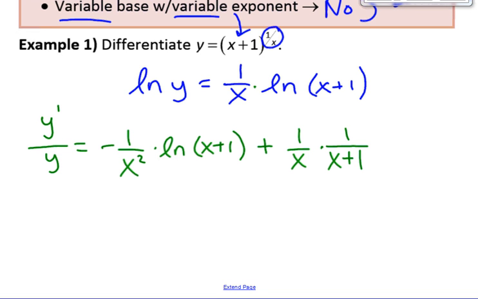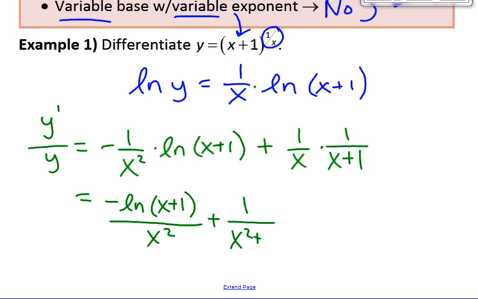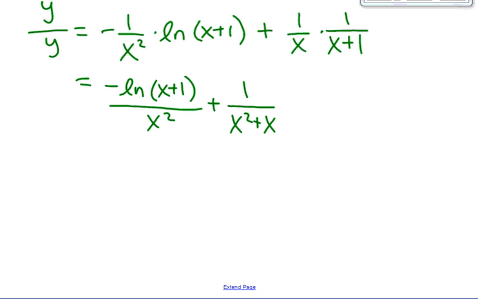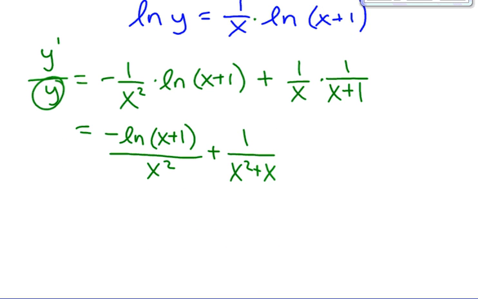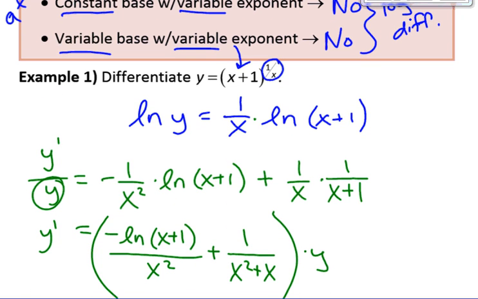Okay, so now we're going to clean that up a little bit. So we have negative natural log of x plus 1 over x squared plus 1 over x squared plus x. And remember that over here you've got this y. So if I want to get y prime by itself, you're going to multiply this whole thing times y. But remember, since we know what y is in terms of x here, we're going to have to plug this whole thing in for y.